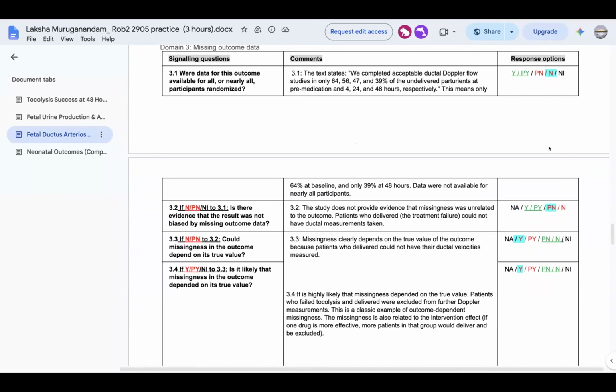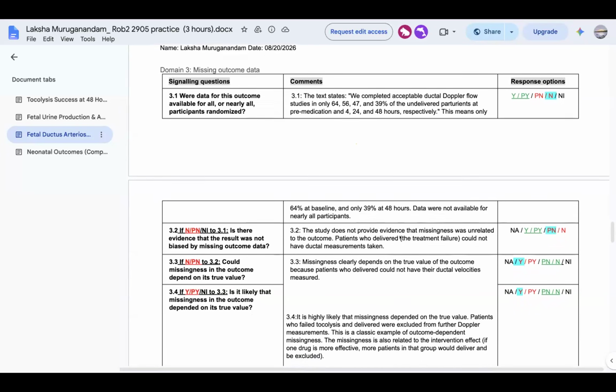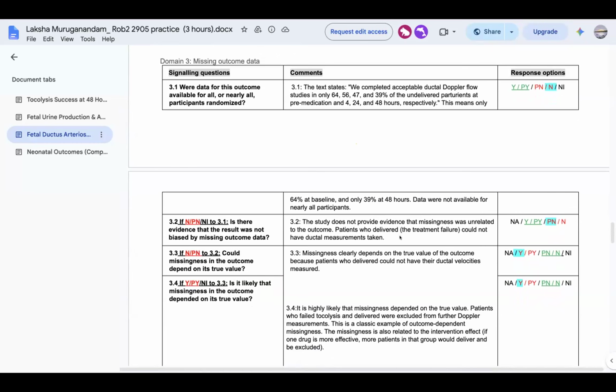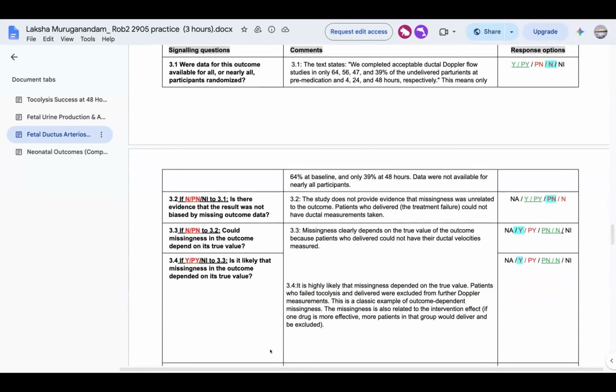3.2, the study does not provide evidence that missingness was unrelated to the outcome. Patients who delivered the treatment failure could not have ductal measurements taken. And then her response was PN. Oh, you know what? This is when I was just making an assumption based on the missing data. I thought that it was because the women went home. Could be because they actually delivered their babies. The treatment failure would be delivering babies because the whole point of the treatment was to keep the women pregnant longer. Sorry, that was just a side note.